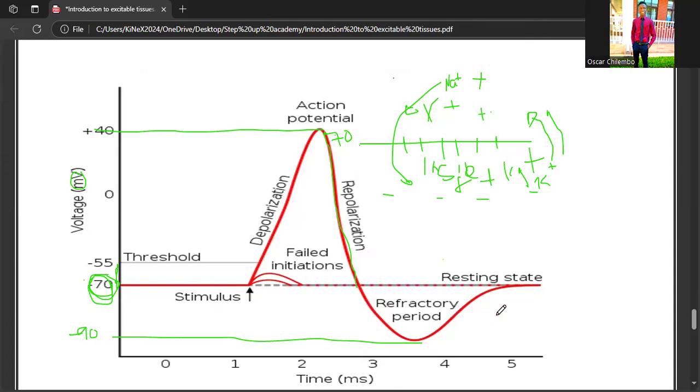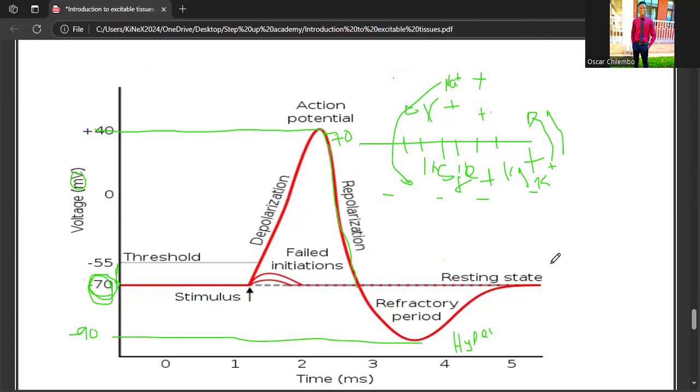At this point, the cell is said to be hyperpolarized. Hyperpolarization is due to slow closure of potassium voltage gated channels. Slow closure of potassium voltage gated channels causes hyperpolarization in a neuron. Okay, now we need to return this membrane potential back to negative 70. And what are we going to do?